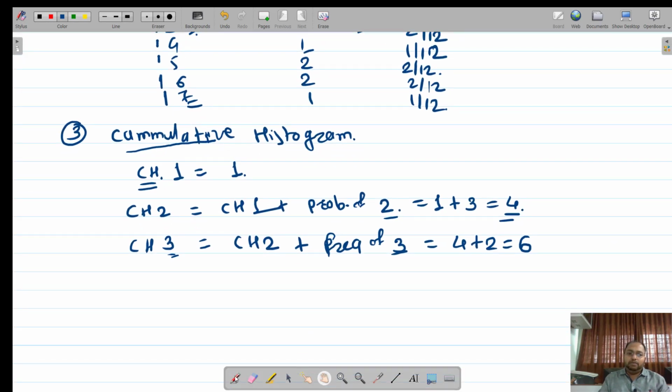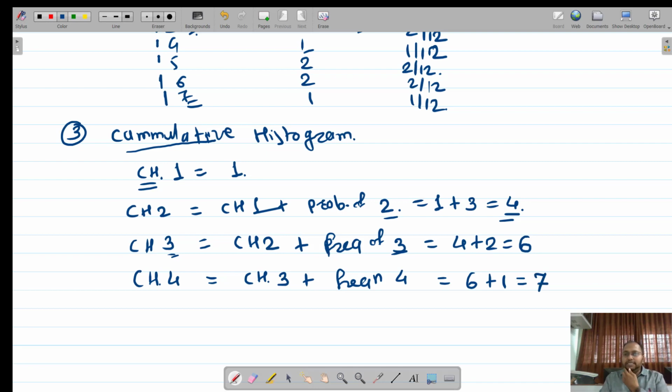Okay, now let us find out the cumulative histogram of 4. Similarly, the cumulative histogram of 3 we are going to add to the frequency of occurrence of 4. So 6 plus 1, the frequency of occurrence of 4, is coming as 7.